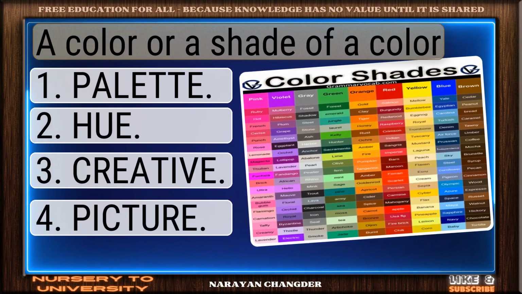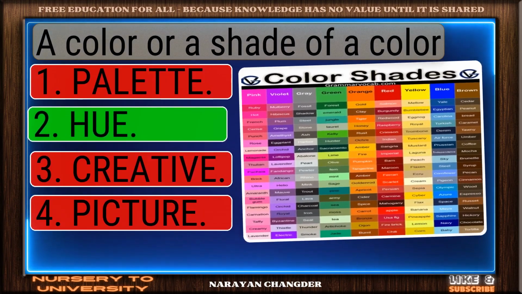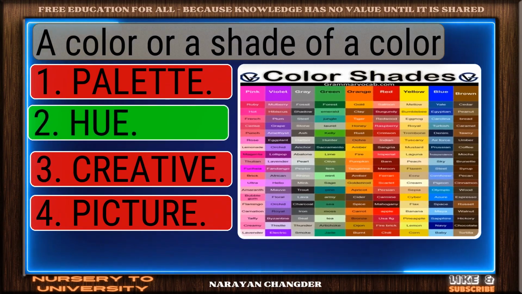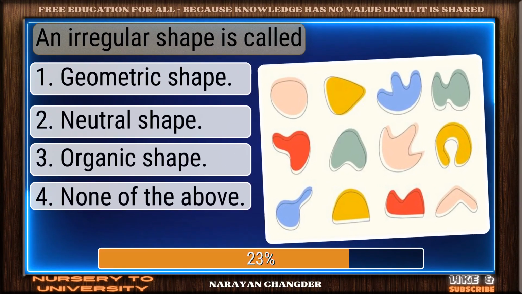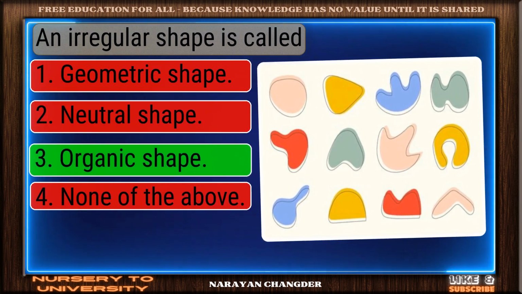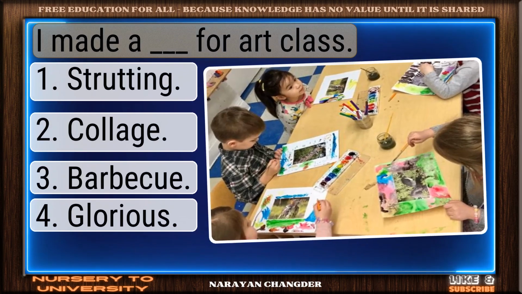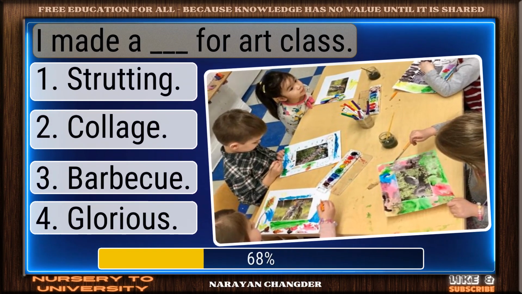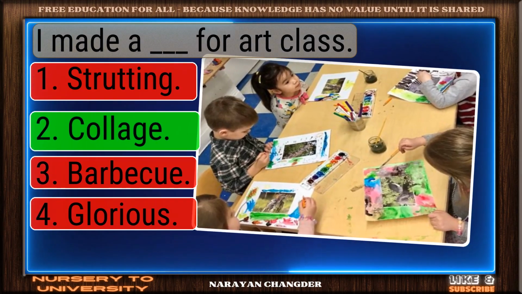A color or a shade of a color. On track. Hue is the correct answer. An irregular shape is called. Perfect. Organic shape is the correct choice. I made a dash for art class. You're right. Collage is the correct answer.